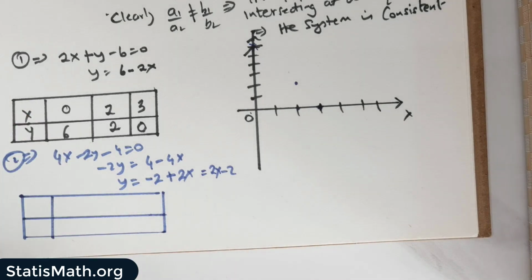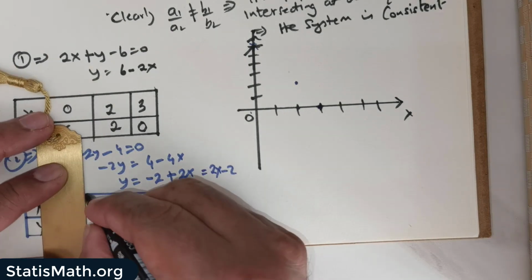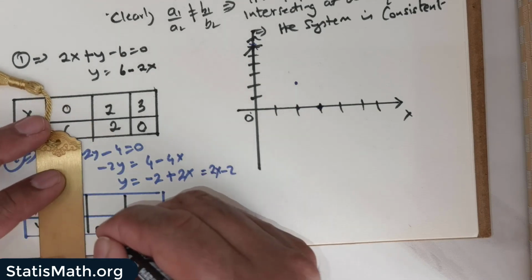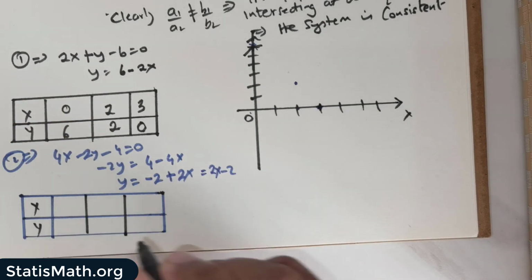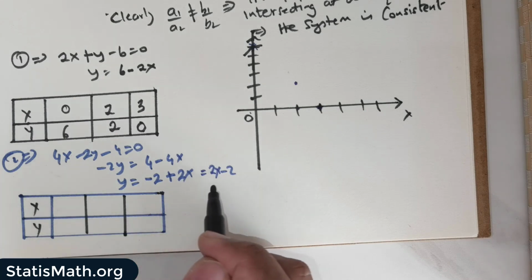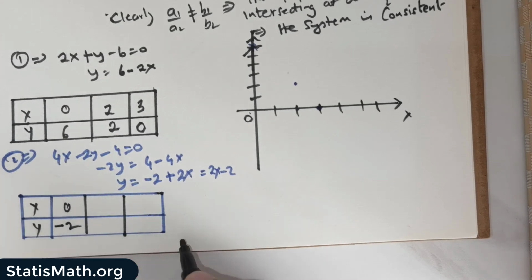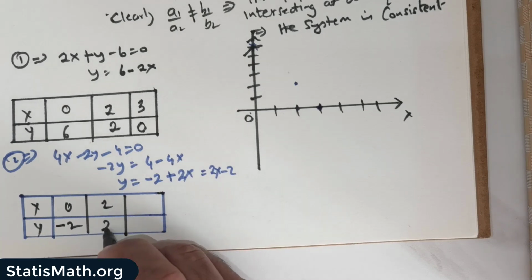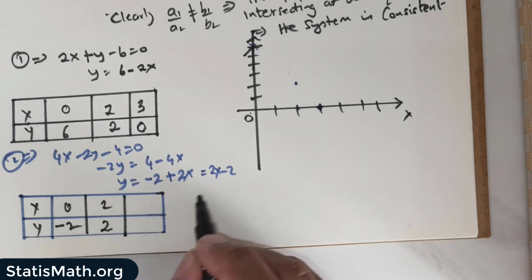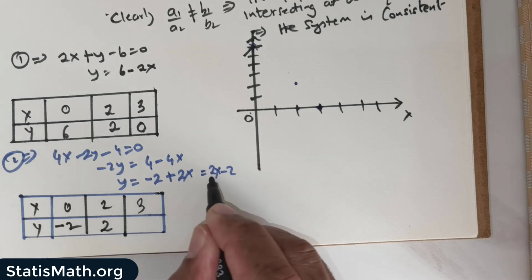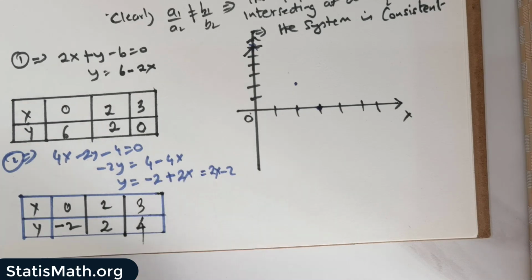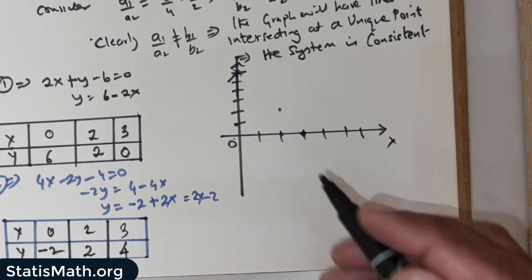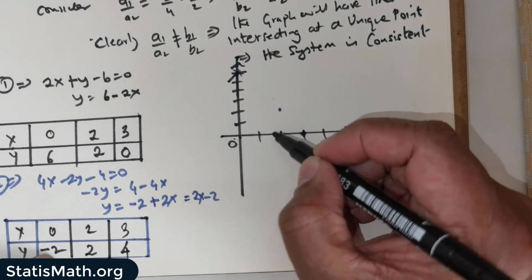So x and y. When x is 0, y is minus 2. When x is 2, that's going to be 4 minus 2. That's going to be 2. See here, 2 and 2. This is the intersecting point. When x is 3, 3 2s are 6. 6 minus 2 is going to be 4. So let's plot the point 0 and minus 2. When it is 0, I have a minus 2.